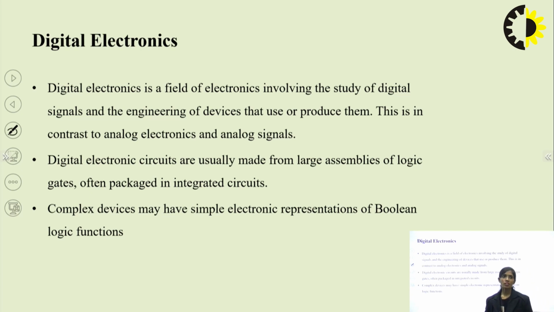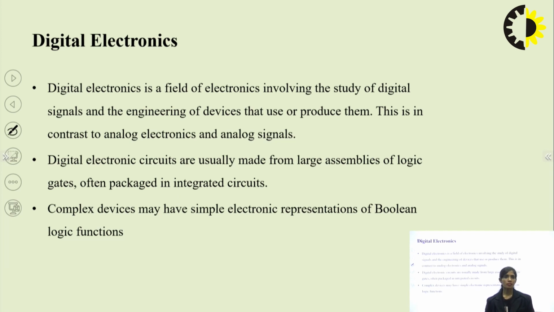Digital electronics is a field of electronics that involves the study of digital signals, and in this we are going to study the comparison of analog signals and digital signals. Digital electronics deals with digital electronic circuits which can be made from a large assembly of logic devices. Logic devices include the logic gates, which are packaged in the form of integrated circuits. The complex devices may have a simple electronic representation with the help of Boolean logic functions.